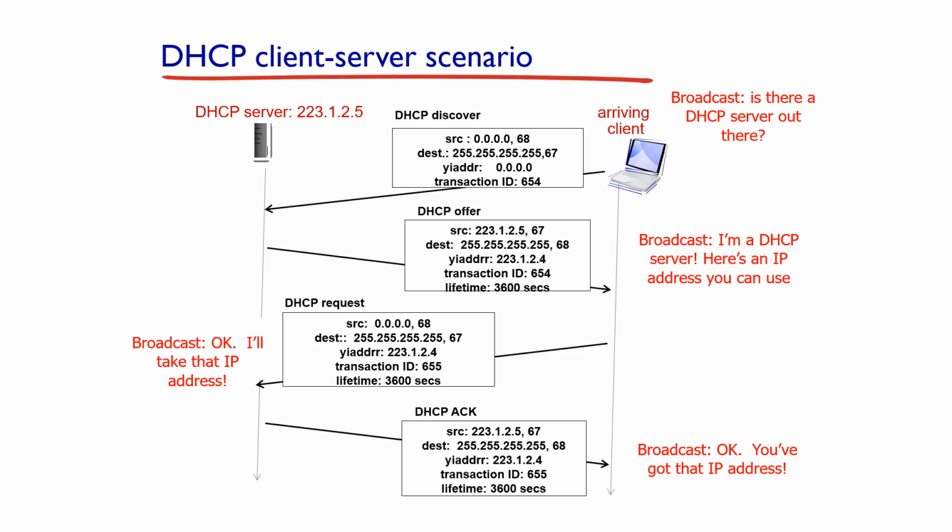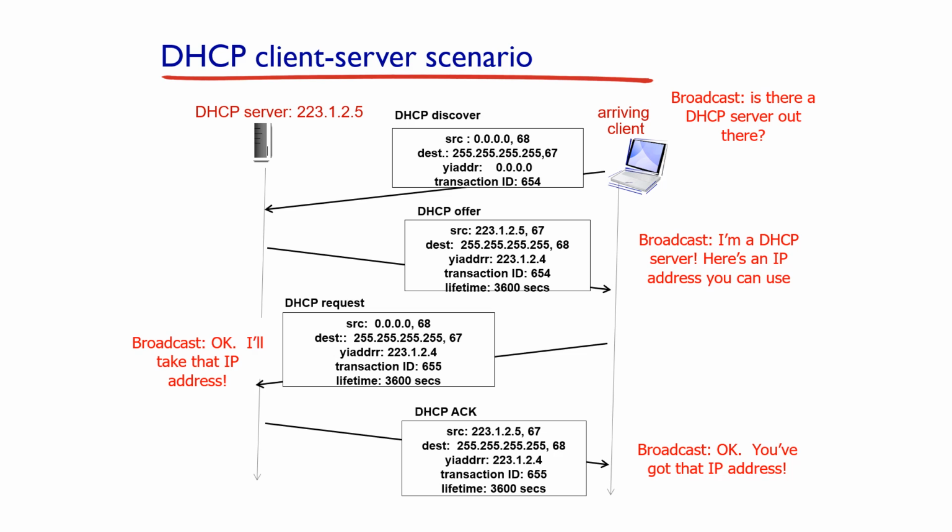So it is a broadcast message, and 255.255.255.255 is a special IP address which is reserved for the purpose of broadcasting. So every machine in the network will receive the same message. The client has no IP address now. YIADDR stands for "your IP address", and when it is entering into the network, it will be 0.0.0.0. So YIADDR is also 0 and the source address is also 0.0.0.0, and the transaction ID is 654.